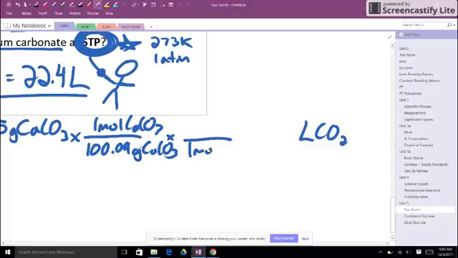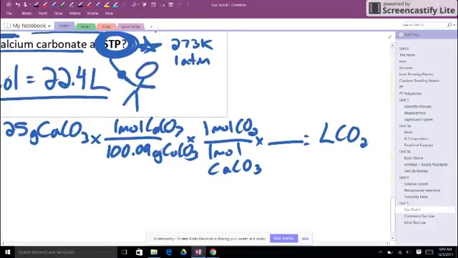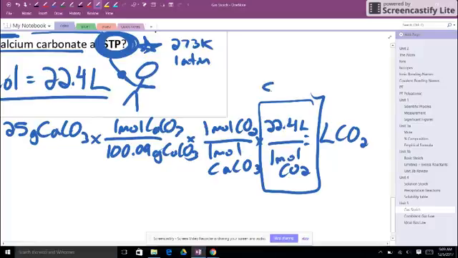So 1 mole of calcium carbonate produces 1 mole of CO2. And now here's the shortcut. 1 mole of any gas at standard temperature and pressure, or STP, is equal to 22.4 liters. So I can say 1 mole of CO2 gas is equal to 22.4 liters. And we don't have to do PV=nRT here because we remembered this STP conversion.